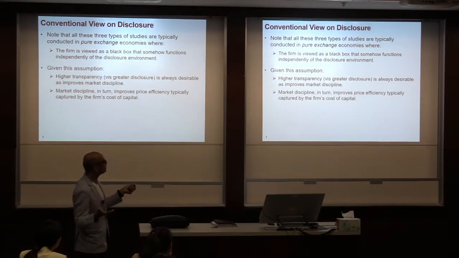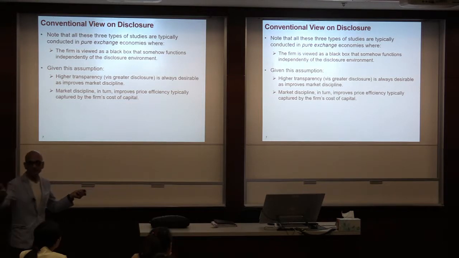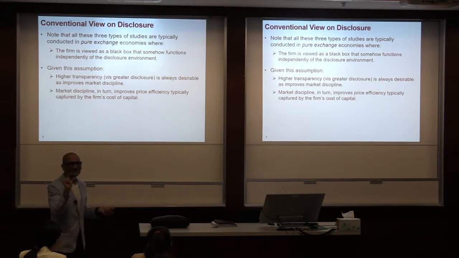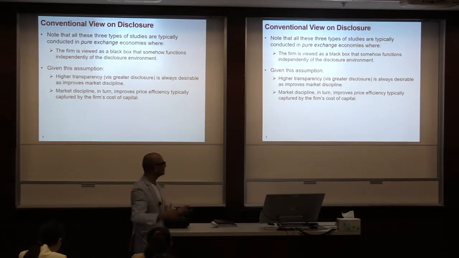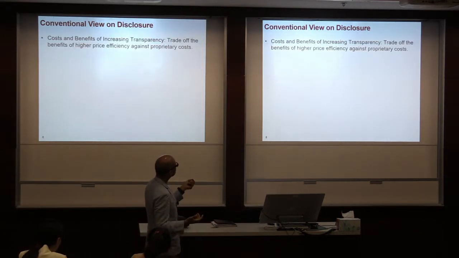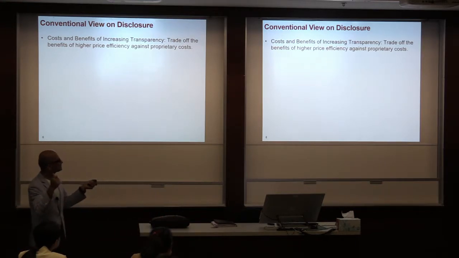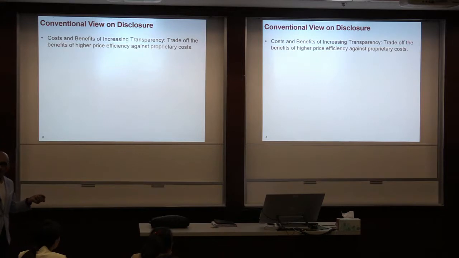So higher transparency is always good. It improves market discipline, so to speak. That's why market discipline improves price efficiency, which is captured by the firm's cost of capital. Right? Bid-ask spread is lower, that's good somehow. With more disclosure, there's more information in the market. Therefore, the cost and benefit of increasing transparency is higher price efficiency against proprietary cost. So voila, right? Proprietary cost.